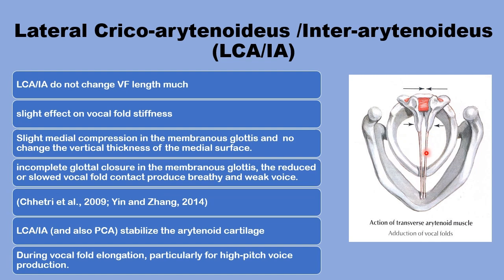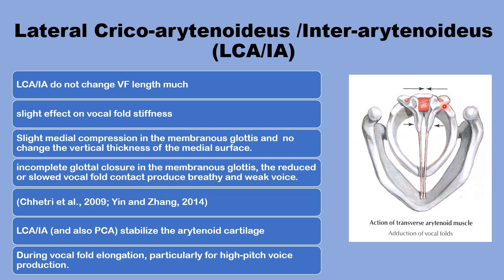They only cause slight medial compression of the membranous part of the glottis and no change in the vertical thickness of the medial part of the vocal fold, the contact area of the vocal folds. This may cause incomplete glottal closure in the mid-membranous part. The indirect effect of these two muscles is to stabilize the arytenoid during its movement, to adduct the vocal folds.